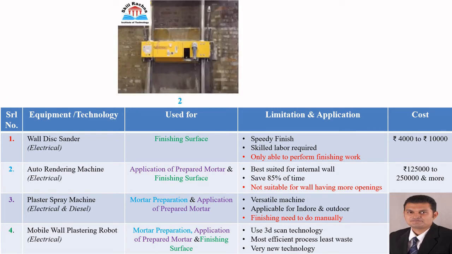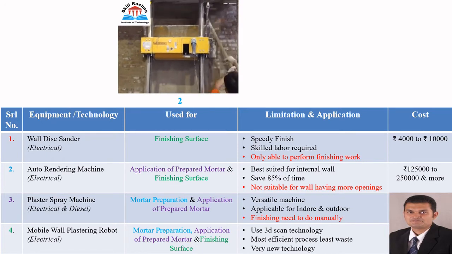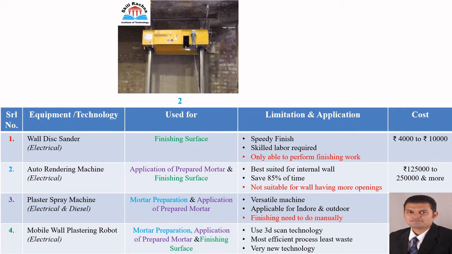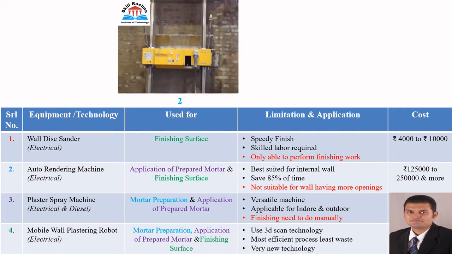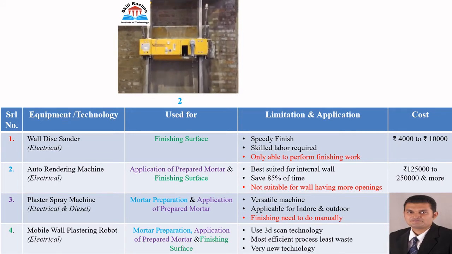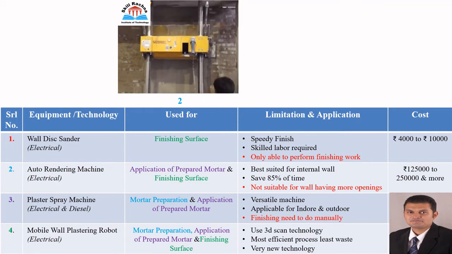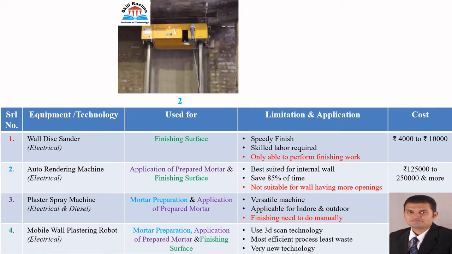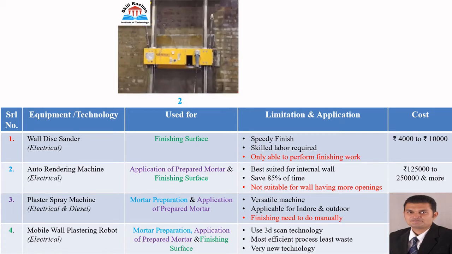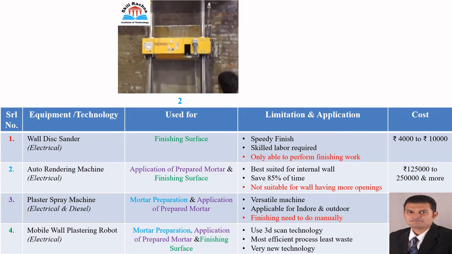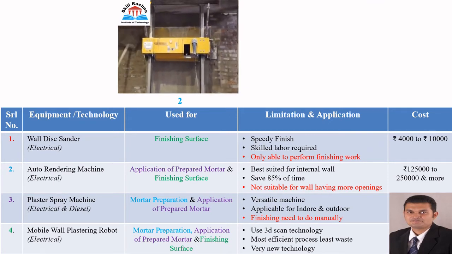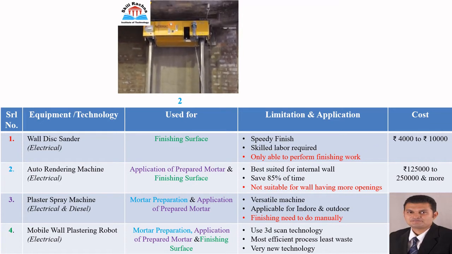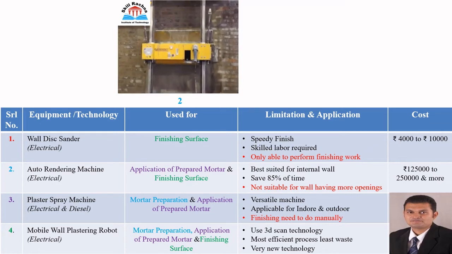The second technology is the auto rendering machine. This machine is used for application of prepared mortar and doing the finishing of the surface. It is best suited for internal walls and saves approximately 85% of the time as compared to manual plastering. This machine is not going to work where the openings are more or the columns are very close to each other. The approximate cost for the semi-automatic version is 1,25,000 to 2,50,000. If you're going for an automatic version, the cost is going to be more than 2,50,000.